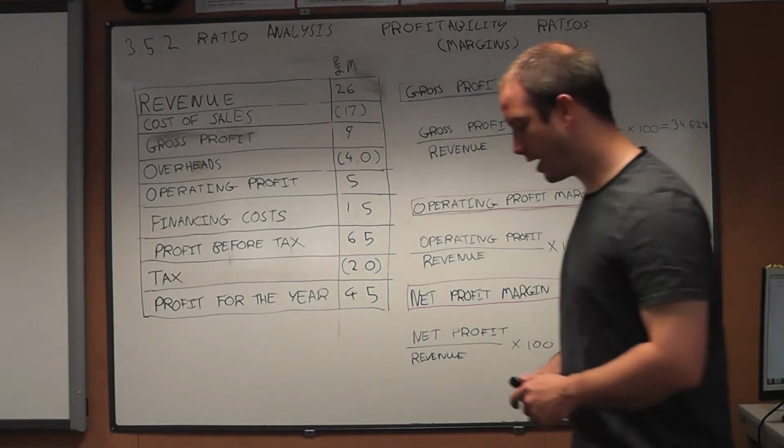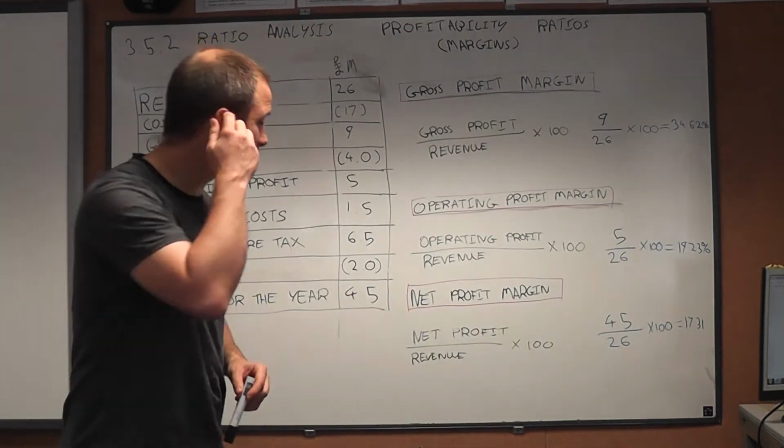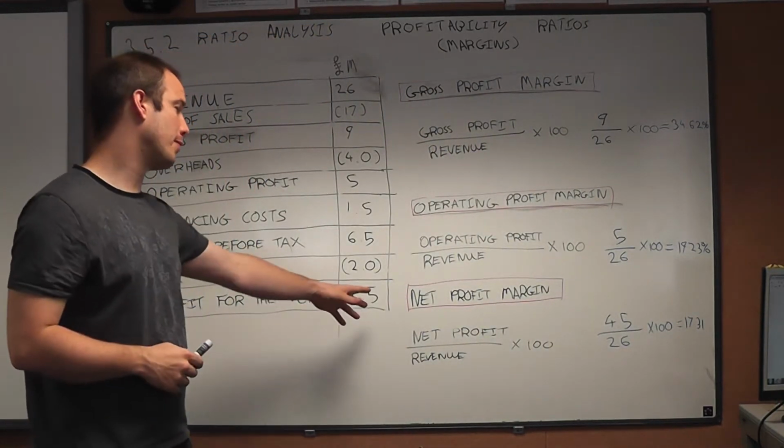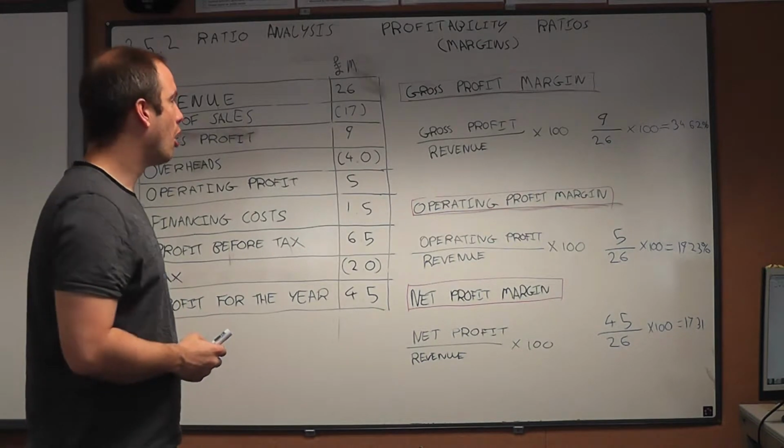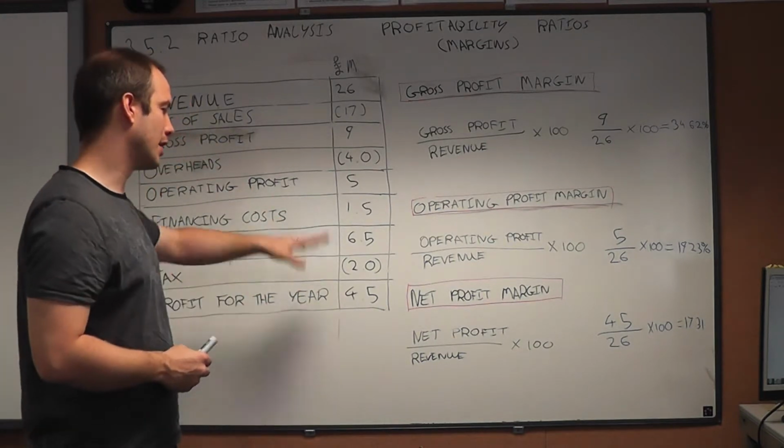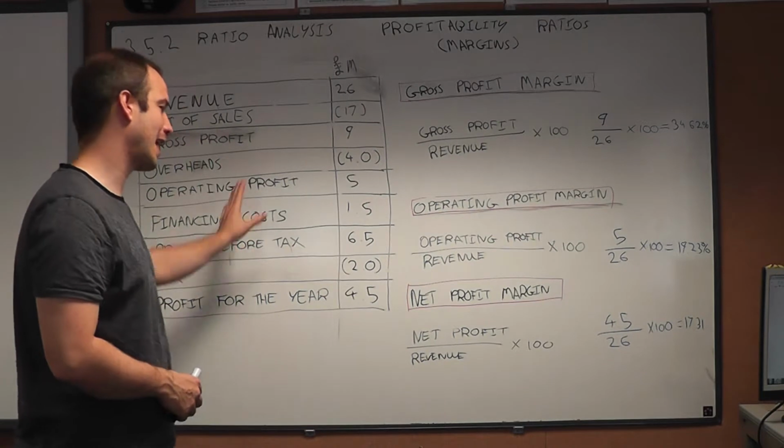And finally, we have the net profit margin. Now, the net profit margin is the percentage of revenue that is kept as net profit after the tax has been paid.